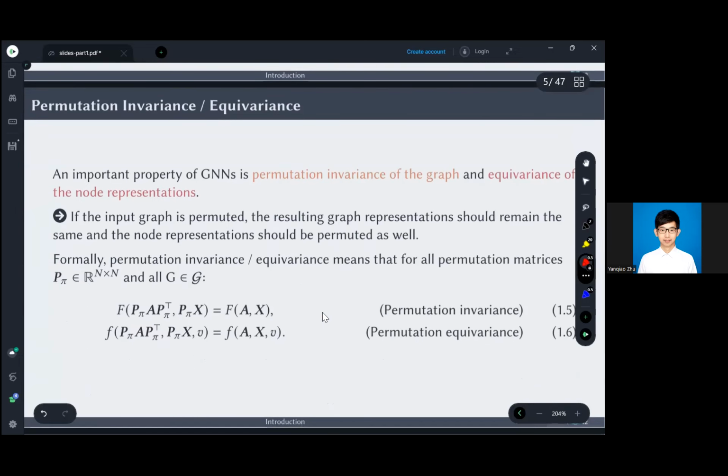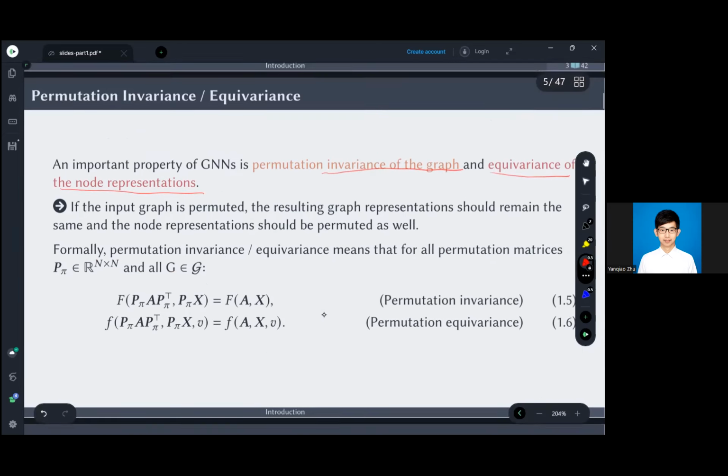There are two very important properties of graph neural network models. The first one is permutation invariance of the graph. That is to say, regardless of how we permute the input graph, the resulting graph representation should be the same. The second property is equivariance of the node representations. That is to say, if we permute the graph in some way, the resulting node representations should be permuted in the same way. These are very important properties that we are going to discuss in depth later.